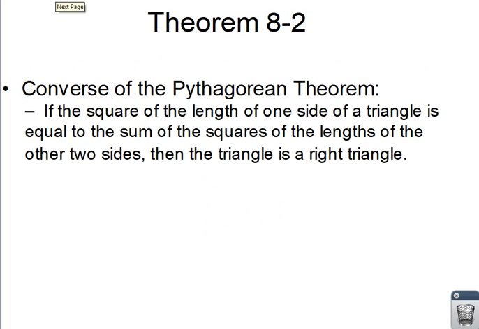Alright, so the converse of this, you can use this theorem to decide if a triangle is a right triangle or not. So this says if the square of the length of one side is equal to the sum of the squares of the lengths of the other two sides, then the triangle is a right triangle. So if you plug the numbers into Pythagorean theorem and it works, then it's a right triangle.